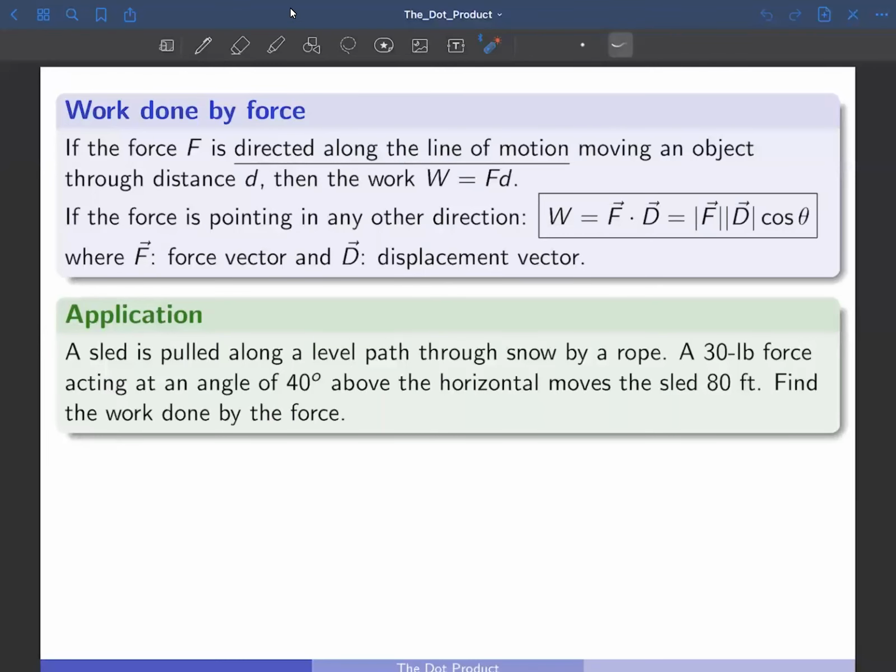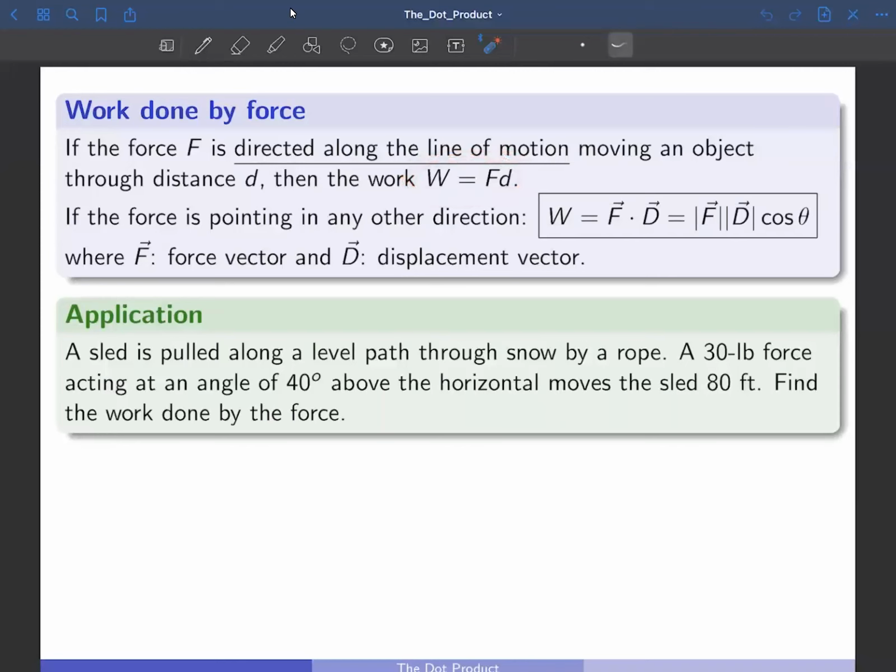In this section, we'll see an application of the dot product. One such application is the work done by a force. Sometimes we have a force that is directed along the line of motion, moving an object through a distance d. Then the work can be found by taking the product of the force times the distance.